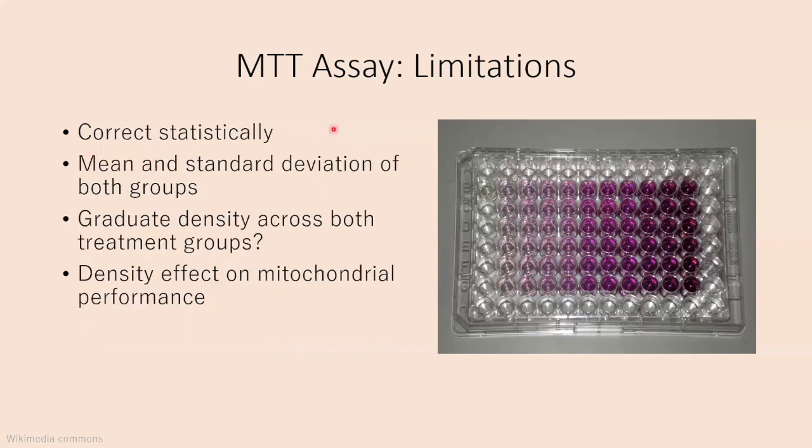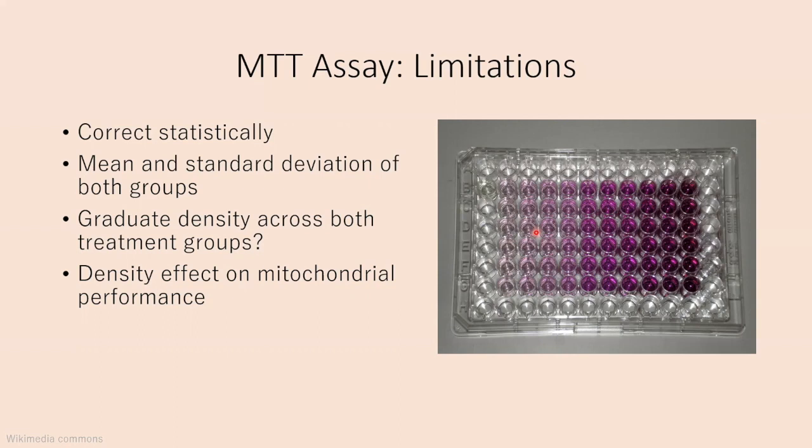Now, you can correct for some of these problems statistically, having a large plate, large sample size, measuring standard deviation. And you can also do a kind of density curve, which is what this person has done here. But you're never going to totally correct for all of these components. And actually, some work that I've done indicates, in our cells at least, that having a lower density of cells actually leads to cells expressing, on a per cell basis, more electron transport chain proteins. So that's a very interesting thing we find.